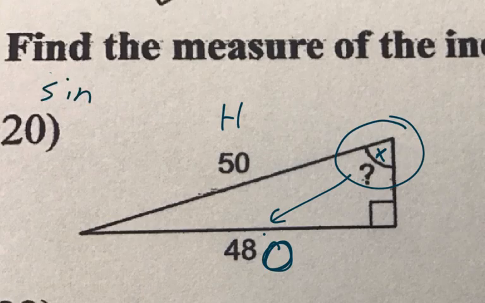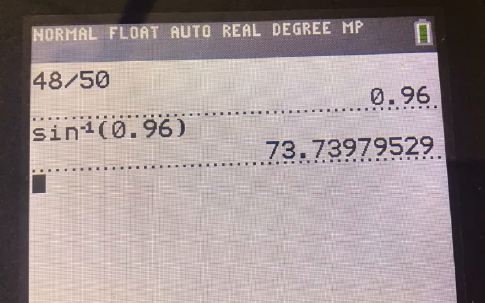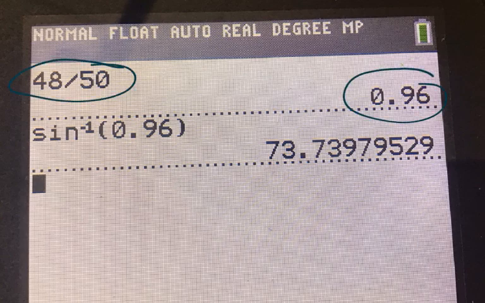So I have the sine of our little x angle. And let's make sure we get the order right. It's the opposite over the hypotenuse, right? So I have 48 over 50. So we can now go to our calculator, guys. Here we go. We're going to do 48 divided by 50, 0.96.